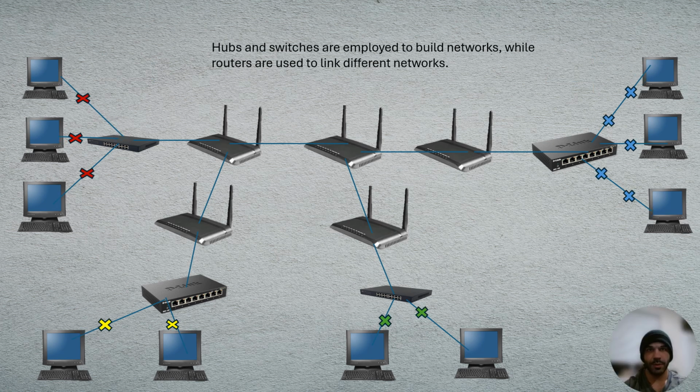So, in conclusion, hubs and switches are used for creating and managing data exchanges within a local network, while routers connect different networks and route data based on IP addresses.